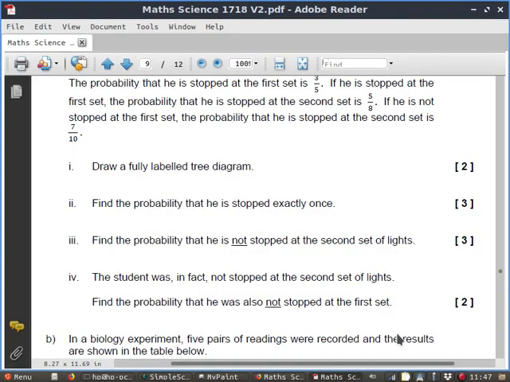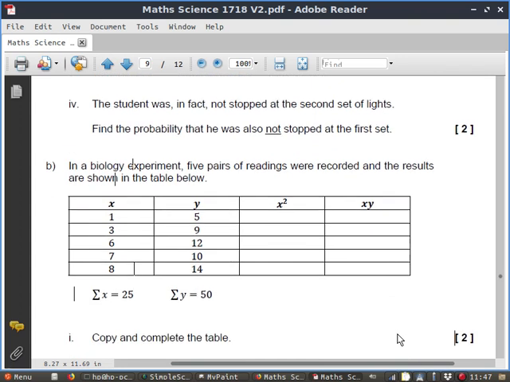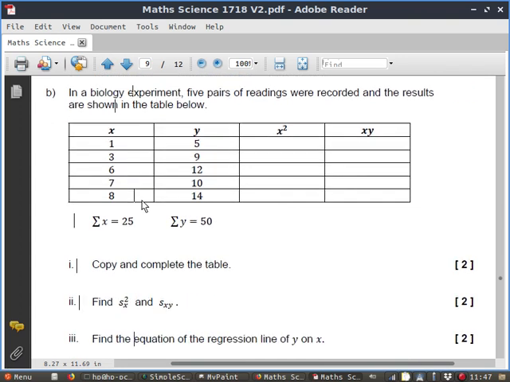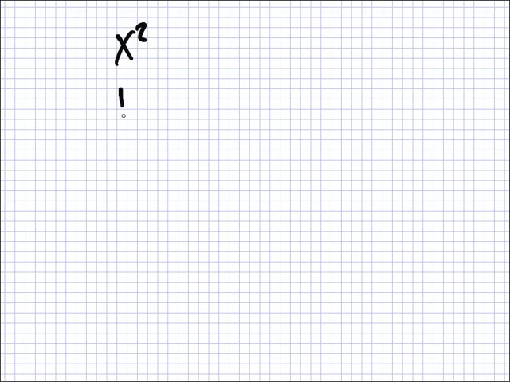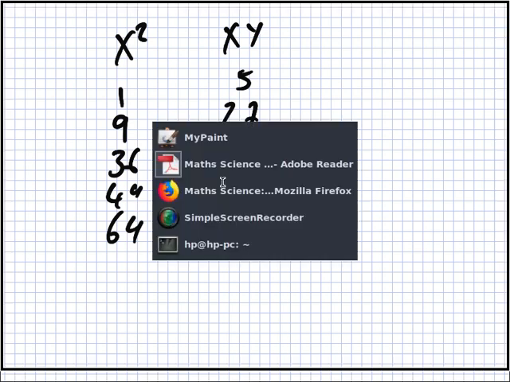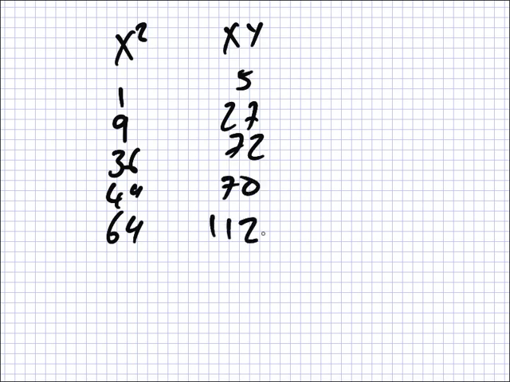Now the B part. The first part is just to complete the table. X squared values are 1, 9, 36, 49, 64, and then the next one is XY: 5, 27, 72, 70, and then 112. How many marks? 2 marks. Guys, come on.